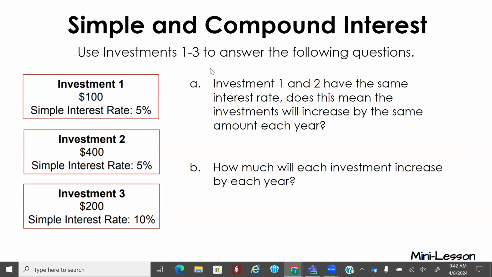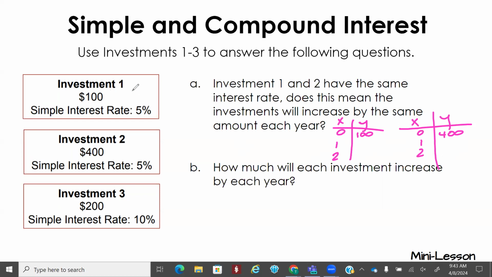Okay, so let's think this one through. Let's make a little table. Okay, so we've got investment 1, and we start with 100. Okay, and then we've got investment 2, and we start off with 400, right? Okay, can you find these next 2 spots?